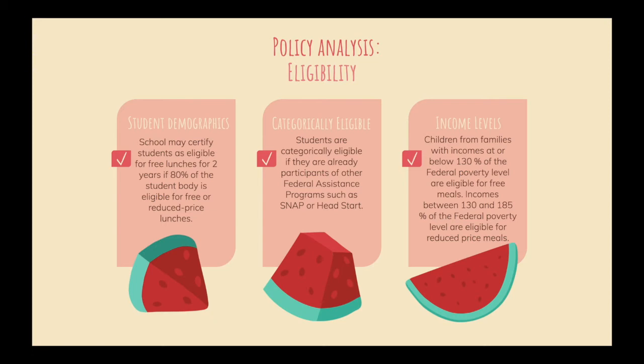And then third being income levels. Children with families with incomes at or below 130% of the federal poverty level are eligible for free meals, and then incomes between 130 and 185% of the federal poverty level are eligible for reduced price meals.